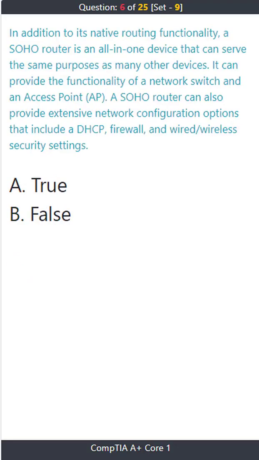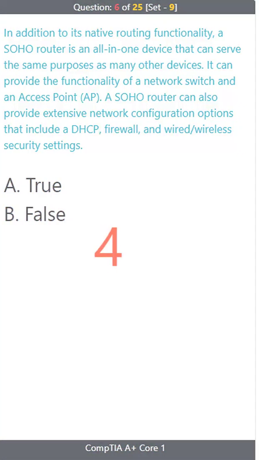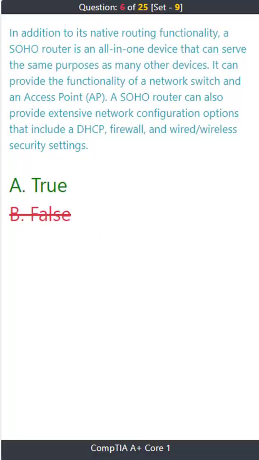Question 6. In addition to its native routing functionality, a SOHO router is an all-in-one device that can serve the same purposes as many other devices. It can provide the functionality of a network switch and an access point, AP. A SOHO router can also provide extensive network configuration options that include a DHCP, firewall, and wired/wireless security settings. A true. B false. The correct answer is A true.